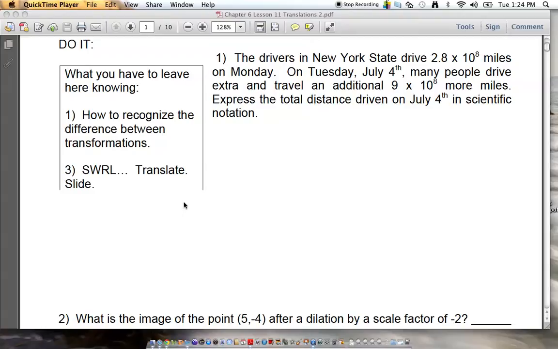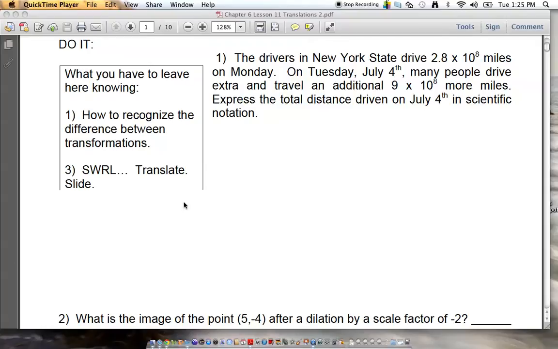The drivers in New York State drive 3 miles on Monday. On Tuesday, they drive more. They drive another 9 miles. If you drive 3 miles on Monday and 9 miles on Tuesday, how far did you go altogether? Talk to me. 3 on Monday, 9 on Tuesday. How far altogether? 12. How did you get 12? Add, subtract, multiply, divide. Add.